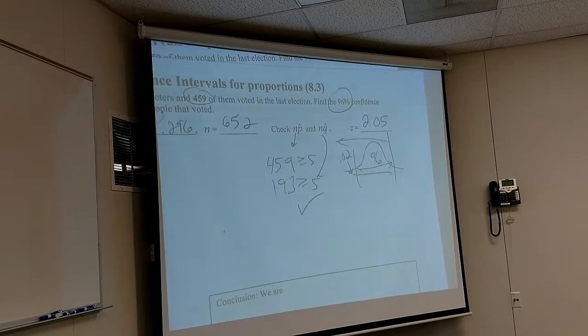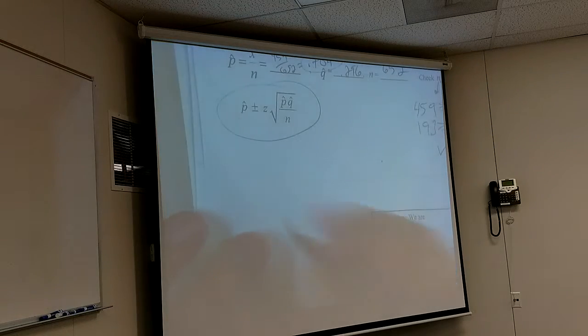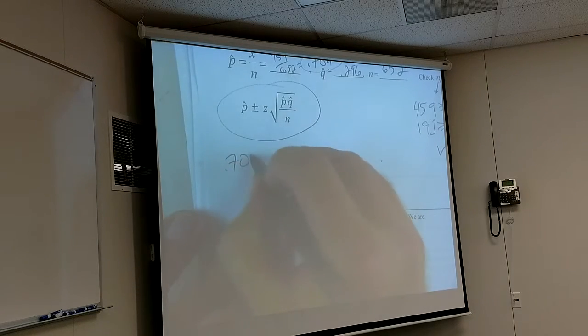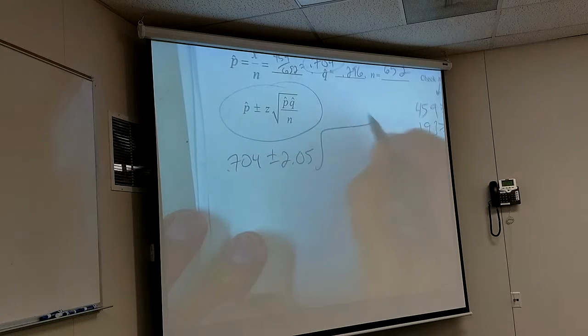So there's 96% inside. How much is outside? 96% inside, there's going to be 4% outside. So how much is on that one side? Beautiful. Now we have everything we need. So we plug all that stuff in. Here's my best guess, give or take, this many of these.